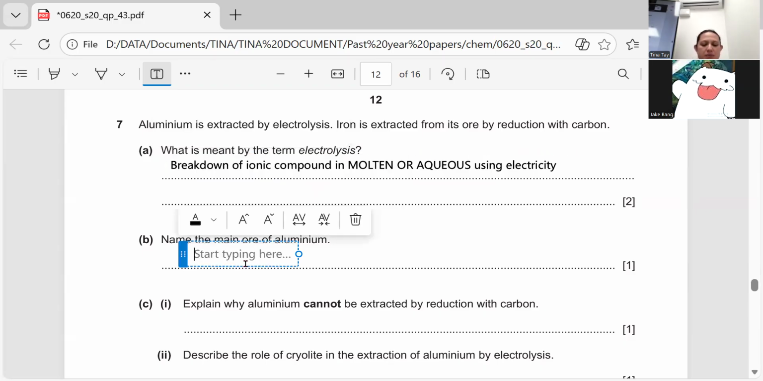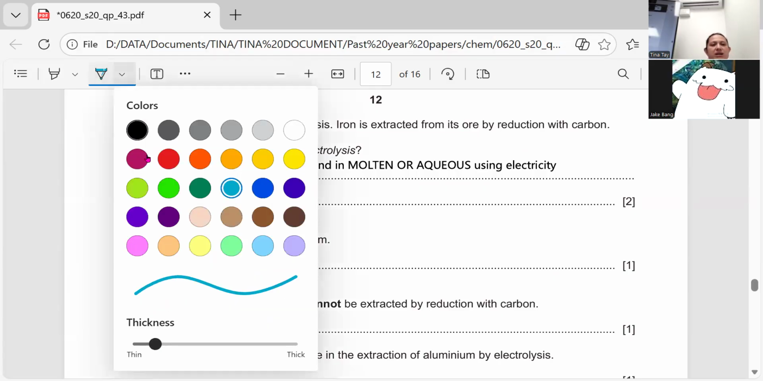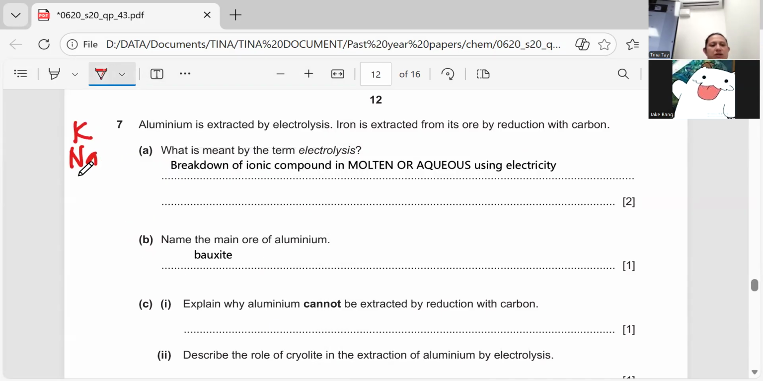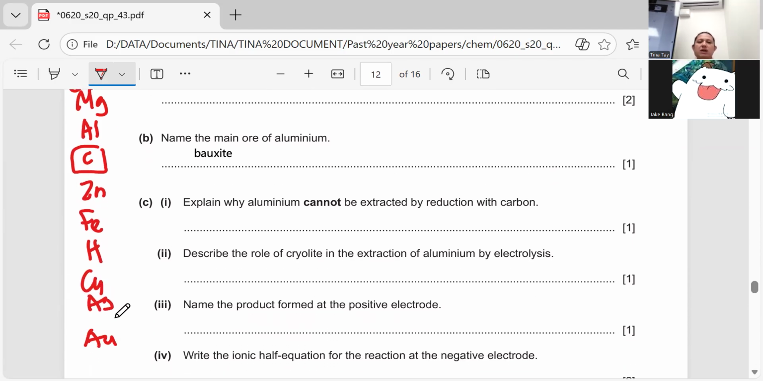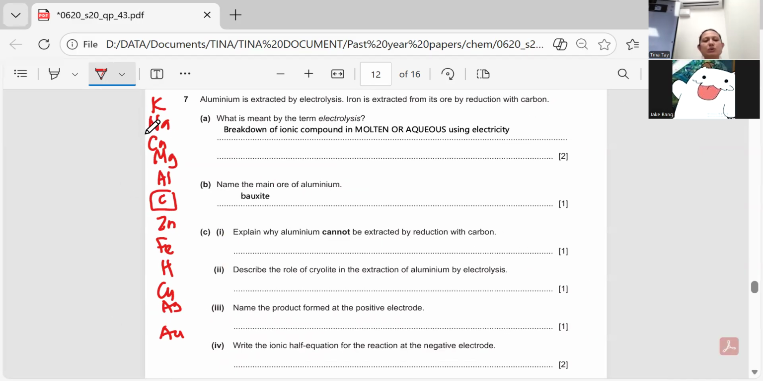The main ore of aluminium is bauxite. Why can aluminium not be extracted? For this one you must memorize the reactivity series. What is the reactivity series? Potassium, sodium, calcium, magnesium, aluminium, carbon, zinc. Hydrogen, copper, silver, gold. Platinum if you want to.